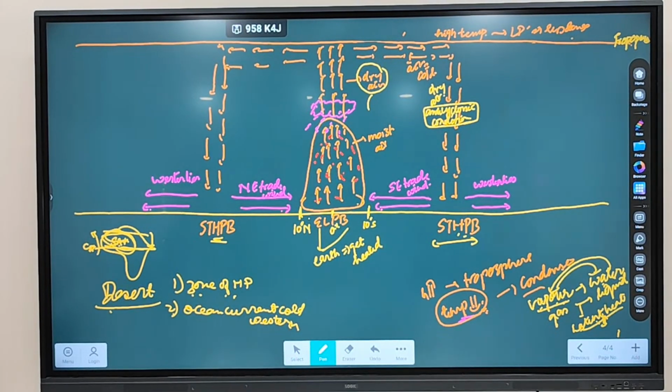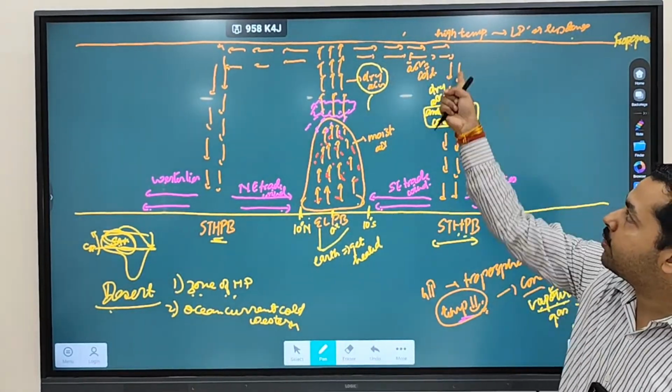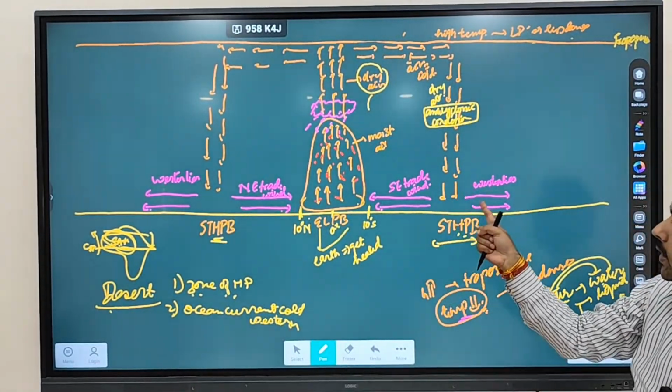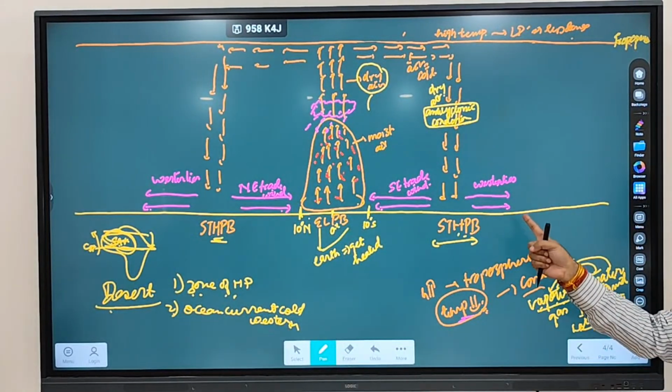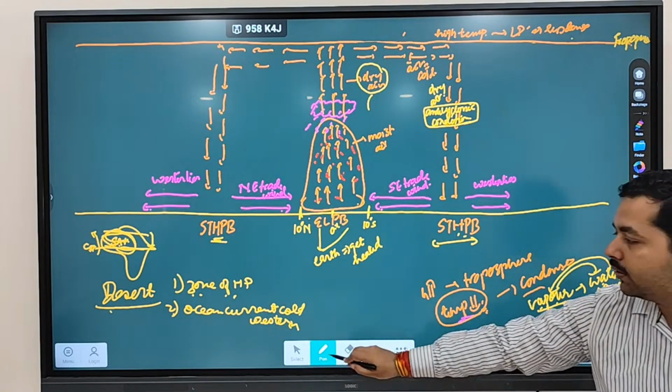It will get heated. Clear? So earlier, when wind was moving away from the Earth's surface, it cooled down. That's why it was subsiding. Now wind is traveling closer to the Earth's surface. When it is traveling closer to the Earth's surface, what will happen? It will get heated.